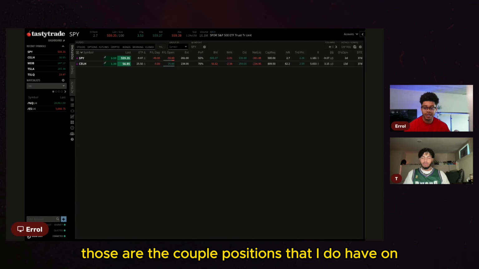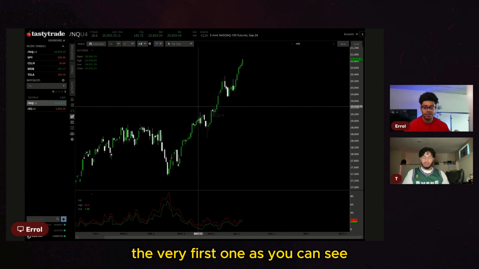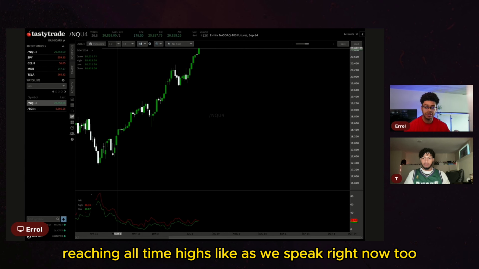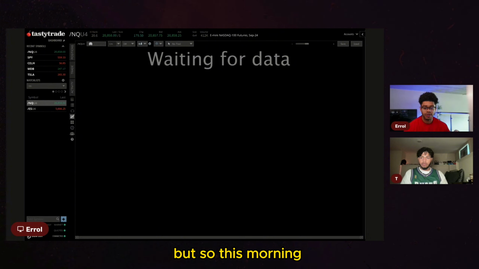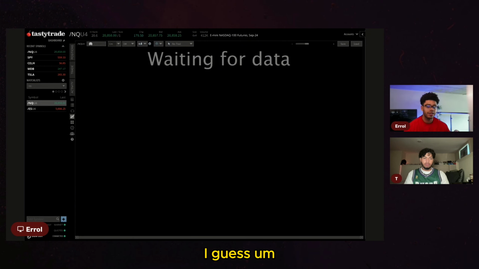Those are the couple positions that I do have on. And then these were the trades that I took today. The very first one, as you can see, we're literally reaching all-time highs as we speak right now too. But this morning, this was pretty much the trade of the day so far, I guess.